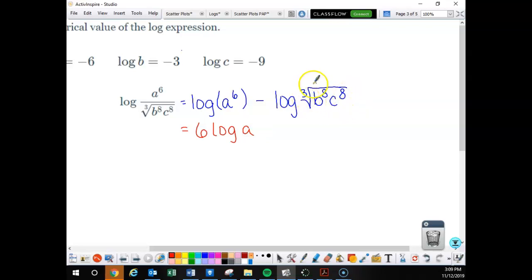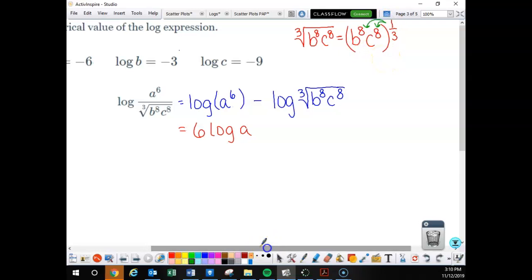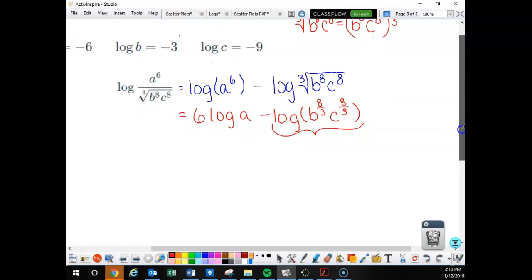All right. And then this over here, I know that the cube root of B to the 8th, C to the 8th is equal to B to the 8th, C to the 8th, all raised to the 1/3. All right. And because of my power rule, I can distribute that exponent only because this is multiplication, right? So then this turns into log of B to the 8 over 3, and then C to the 8 over 3. And this right here is actually a product, right? So now I can separate this into two logs being added together, right?